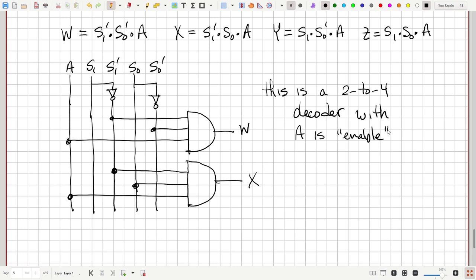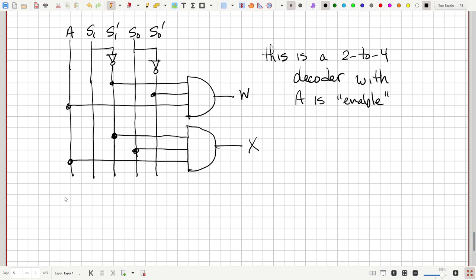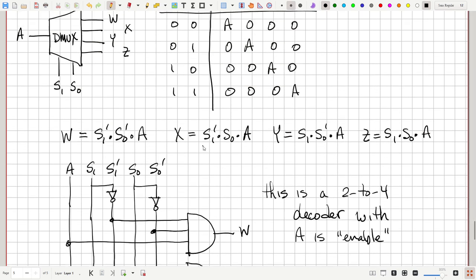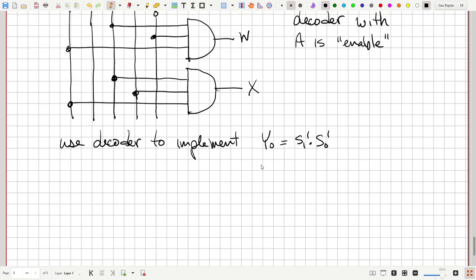And that suggests another way to implement a demultiplexer. We can use a decoder to implement all of the minterms. Let's call this Y0, which is not S1 and not S0, this Y1, this Y2, and this Y3. Those would all be the outputs of a decoder: Y1 is not S1 and S0, Y2 is S1 and not S0, and Y3 is S1 and S0. And all we have to do then is to AND those with A.